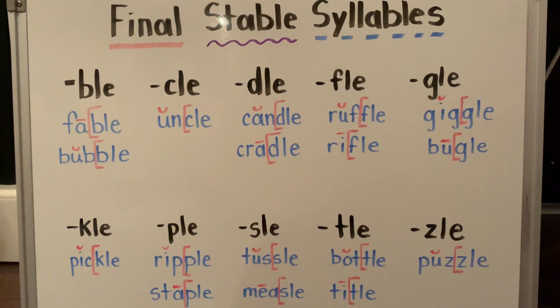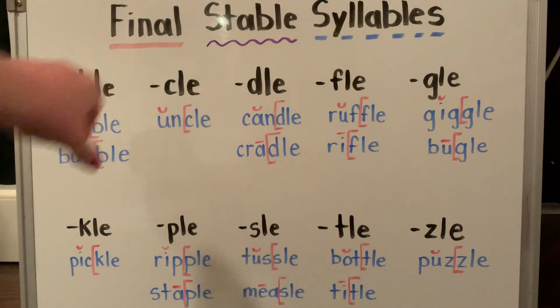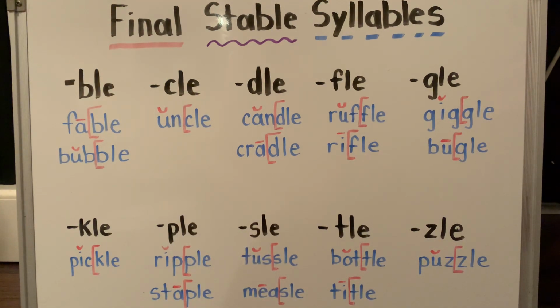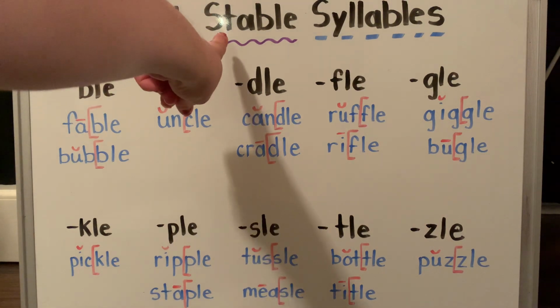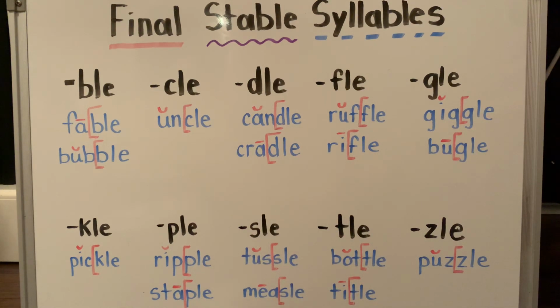So first of all, let's talk about the words final stable syllables. So what is a final stable syllable? Well, final, this word, means it comes where on the word? That's right, on the end. Final means end. So final stable syllables come at the end of the word. What does the word stable mean? That's right, it means they don't change.